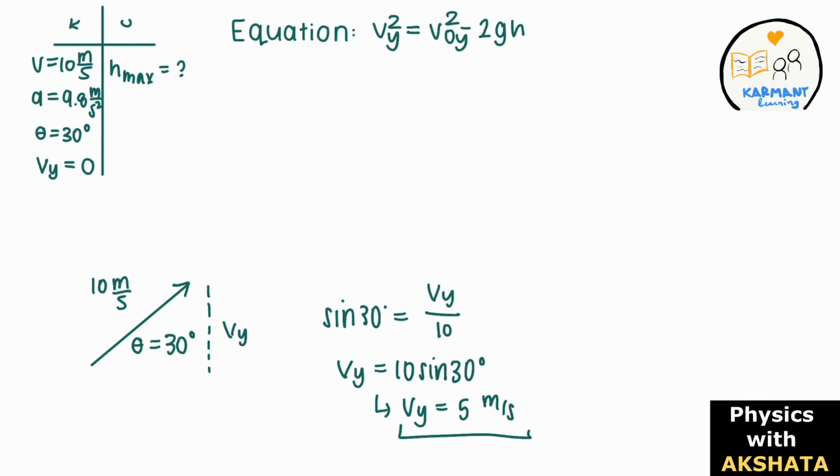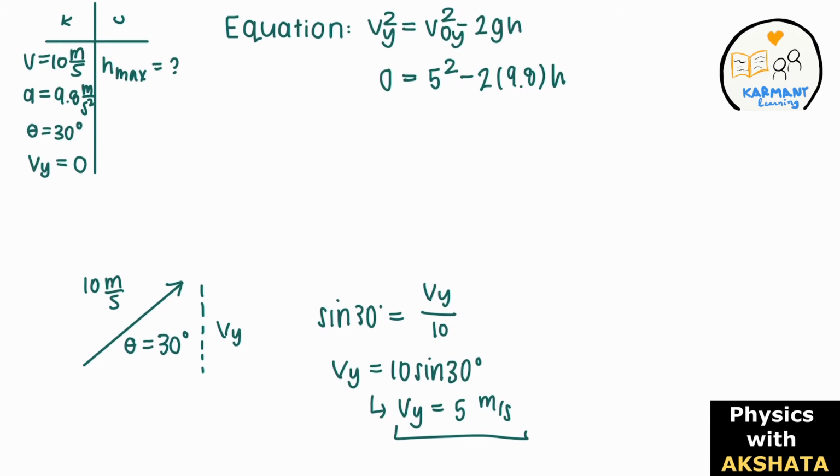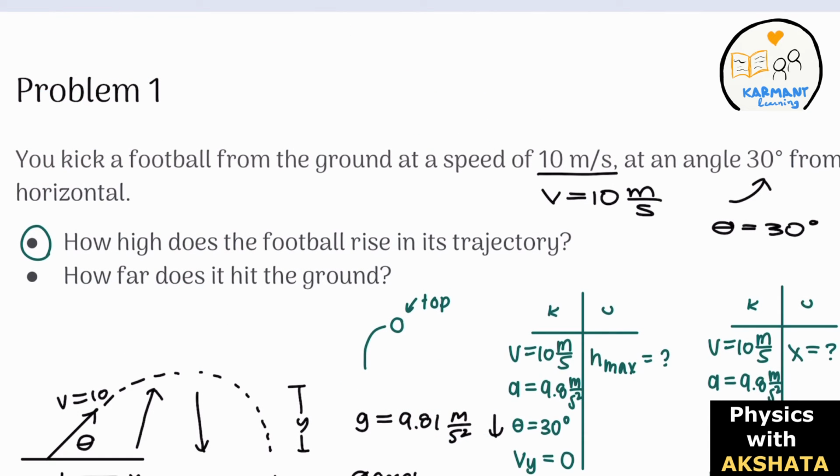Our final velocity Vy is 0. Our initial velocity component is just what we found earlier, 5 meters per second. And then we can sub everything into our equation to solve for h. By using a calculator, we see that h equals 1.275 meters. Now on to the second part of our problem, which asks how far the ball travels before it hits the ground.